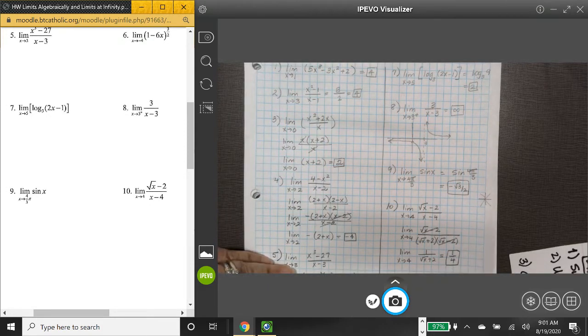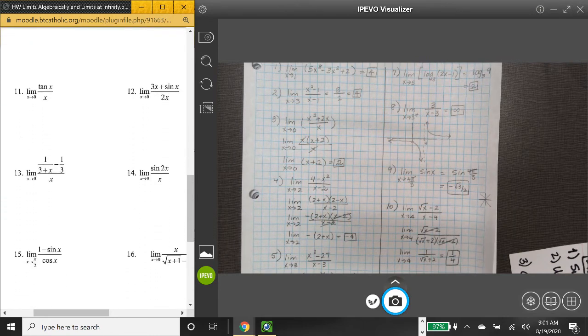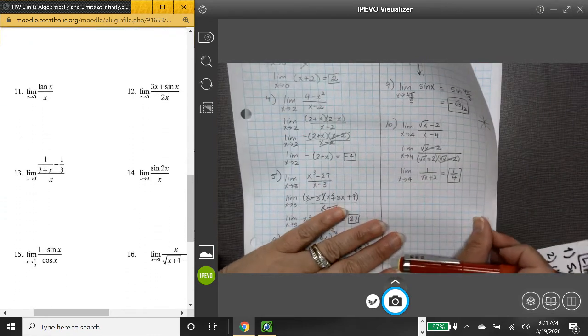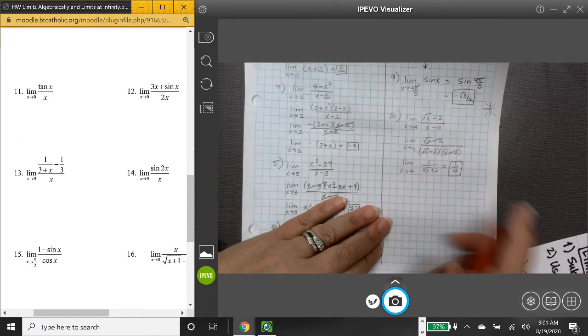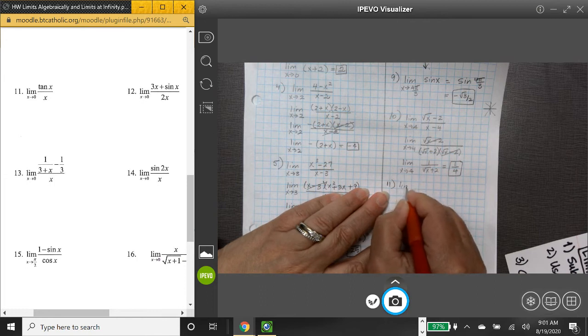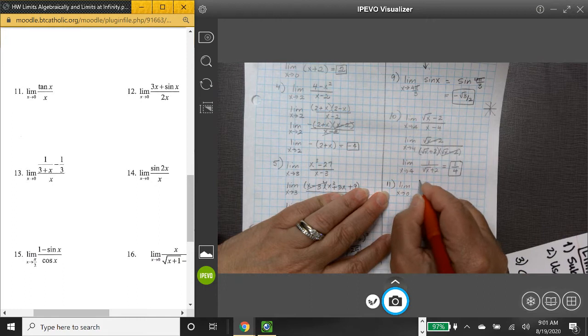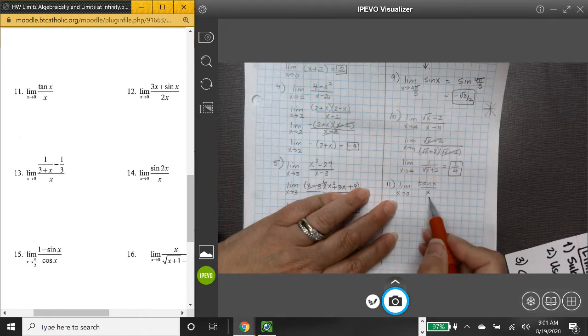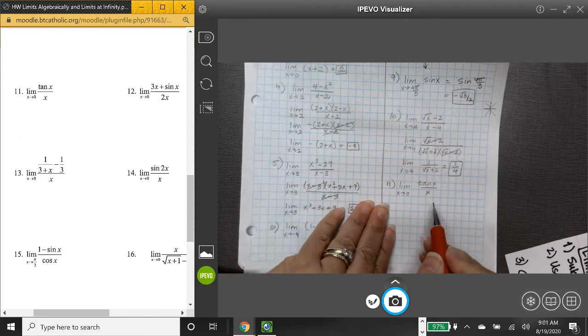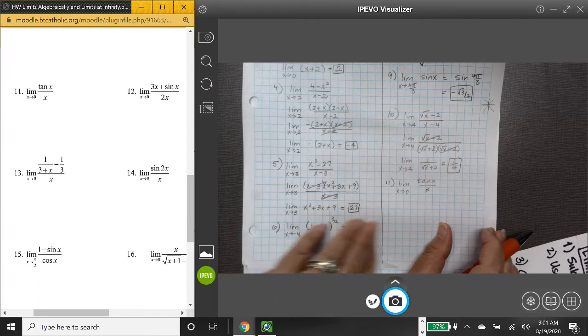All right, I think I can get one more on this page. So I'm going to the back of our document. Number 11. The limit as x approaches 0 of tangent of x over x. Now I cannot plug in 0 here because I have a domain problem, but I can change tangent.